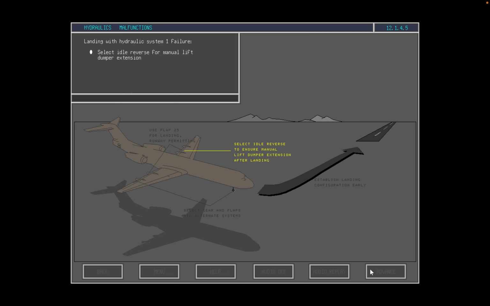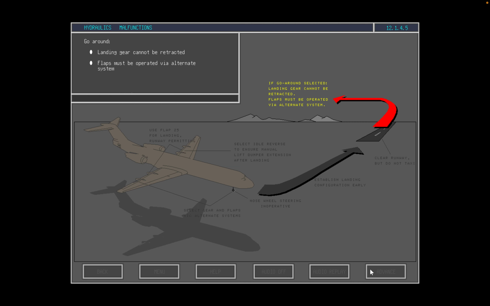With no Hydraulic System 1, the thrust reversers are inoperative. Select idle reverse to ensure lift damper extension after landing. Nose wheel steering is also inoperative. Pilots should be prepared to use asymmetric braking for directional control. Clear the runway, but do not taxi. Note that in go-around, the landing gear cannot be retracted, and the flaps must be operated via the alternate system.